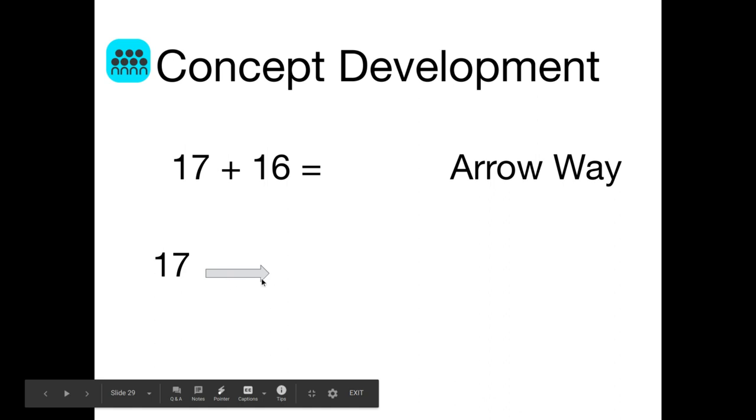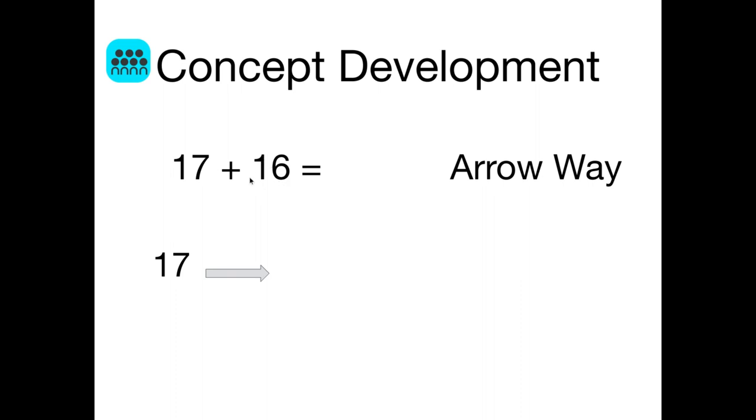Now let's look at our last problem. 17 plus 16. So for this one, I want to try to use the arrow way. So the first thing I'm going to do is draw my first number, which is 17. And I draw my arrow, and I'm going to add the tens from this number. How many tens are in the number 16? Yeah, that's right, 1 ten. So I add 1 ten to the number 17. So 1 ten 7 becomes 2 tens 7. Great job.